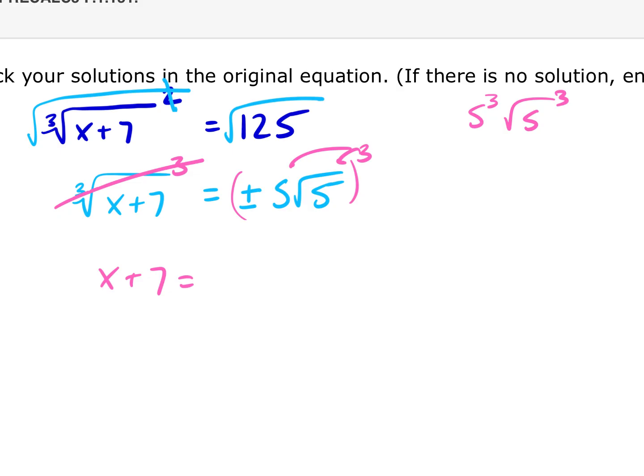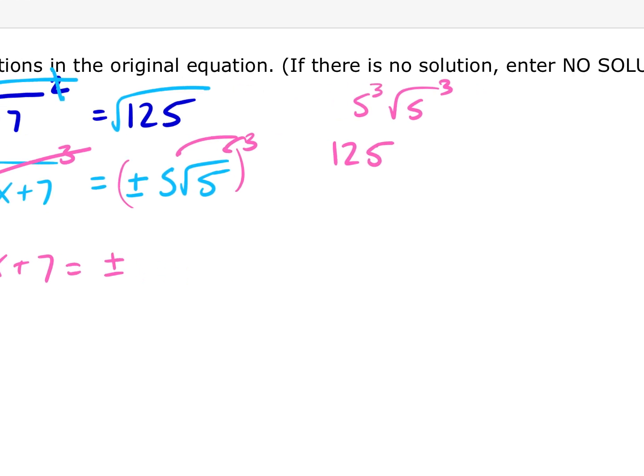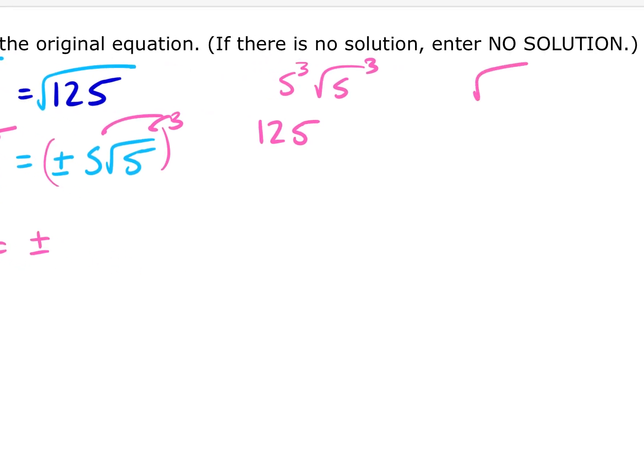It's still going to be plus or minus because if it was negative and cubed, it ends up being negative. If it's positive cubed, it ends up being positive. So we're going to keep that plus or minus sign there. 5 cubed would be 125. Now the square root of 5 cubed, we have 3 of them. Square root of 5 times 5 times 5. So this comes out to be a whole number 5 and a square root 5.